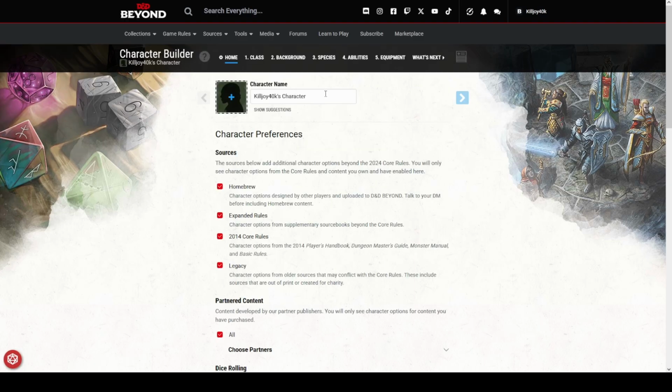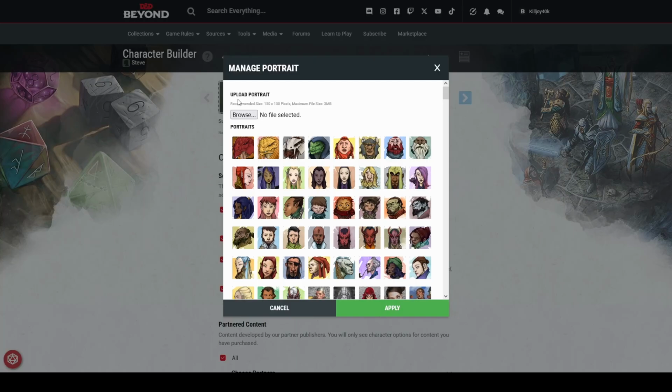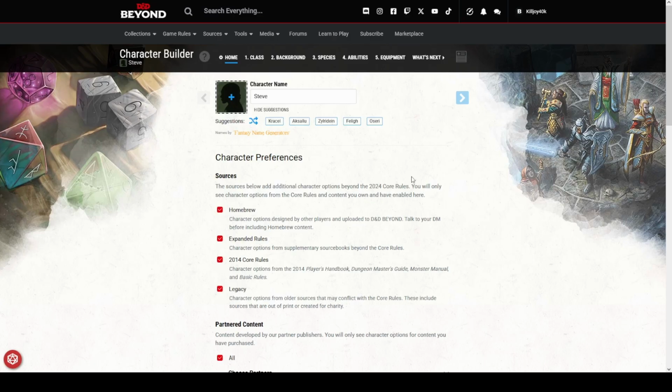All right, so you're going to see a couple options. We're going to name this guy Steve. So you put your name there. You can do suggestions. This links to a lovely resource called Fantasy Name Generator. Lovely site, gives you random names. Some of them work really good, some of them don't. We're going to select a portrait. We haven't picked his species yet, so we'll wait on that.